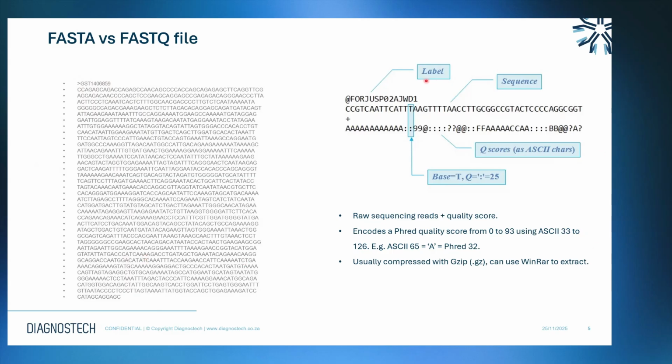On the right, we're looking at a FASTQ file. The major difference here is that the FASTQ file contains the sequence reads as well as a corresponding quality score. So if we look here, this is the actual read, and then under each nucleotide, we have a symbol. This symbol translates to a Phred score, so a Q score, and it's coded using ASCII characters. Just for example, an A in this case translates to a Phred or Q score of 32. FASTQ files are usually zipped since they're quite large file sizes, often using a program like gzip, and you can just use a simple Windows program like WinRAR to extract this into the main file type.